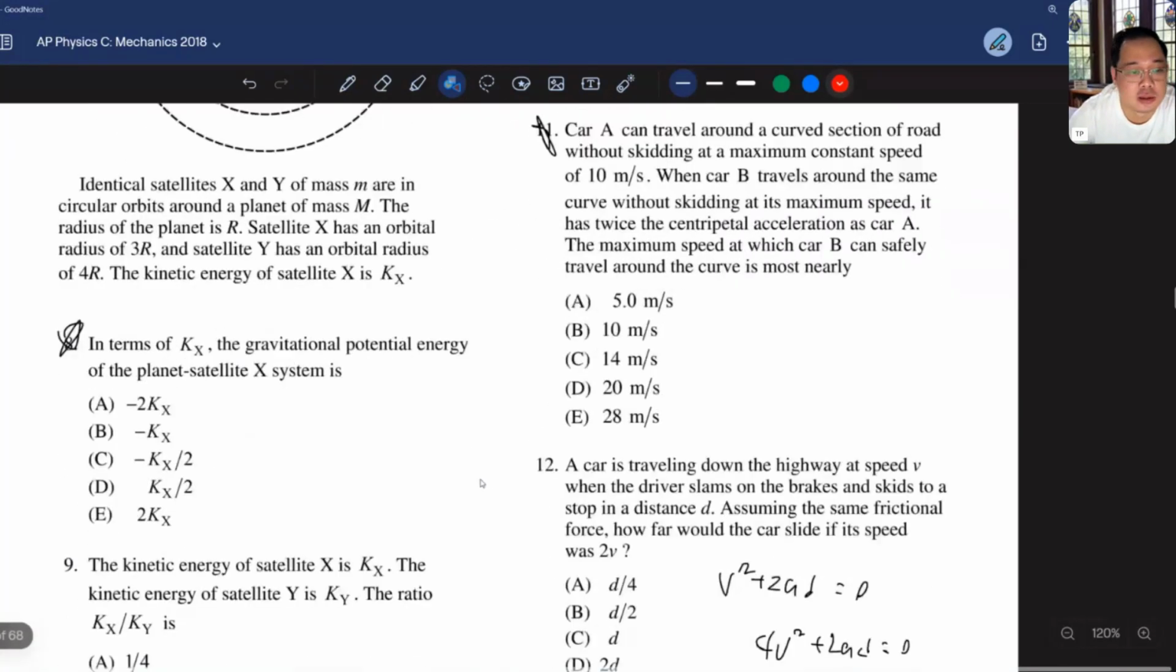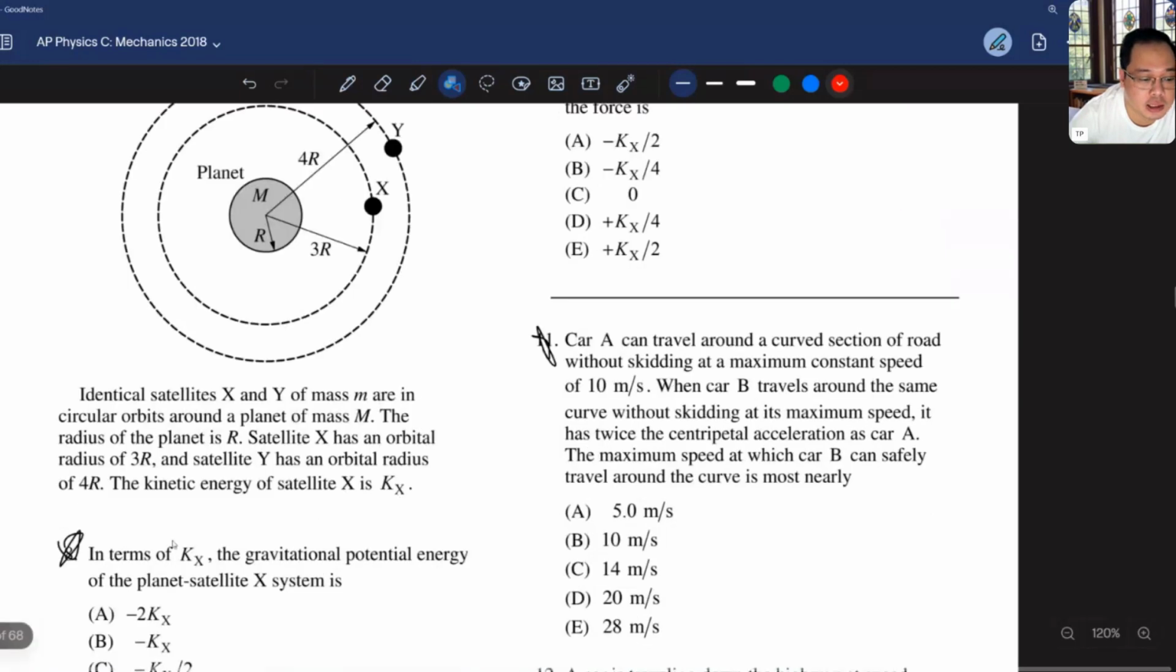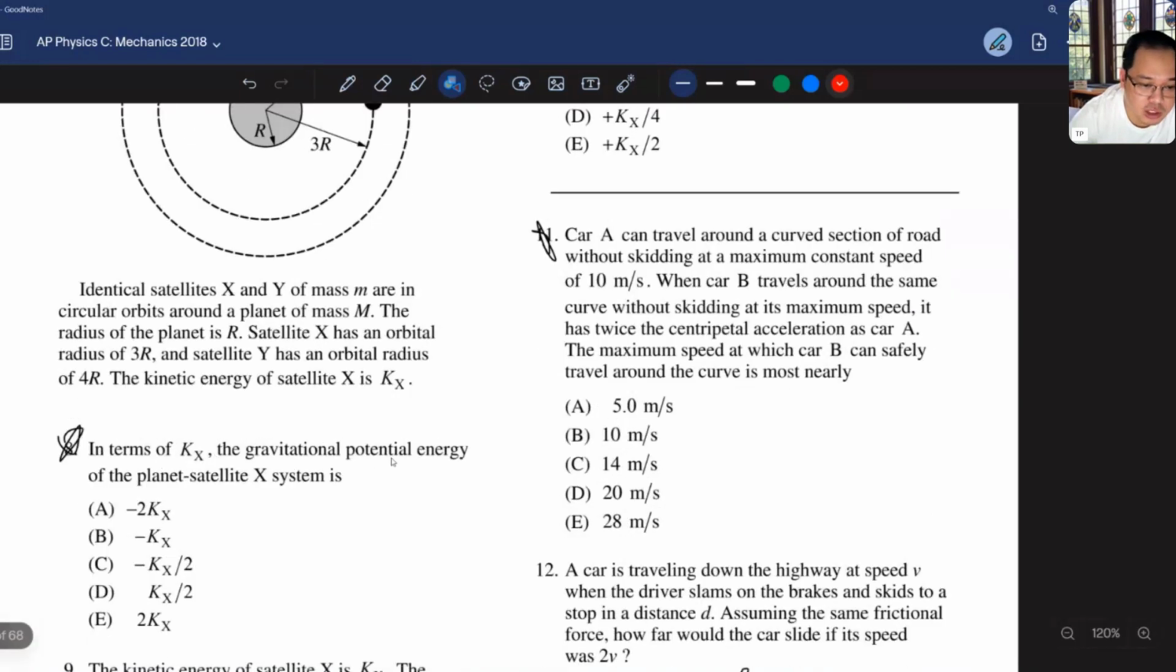Okay, 8, 9, 10, difficult. Identical satellites X and Y of mass small m are in circular orbits around the planet of mass big M. The radius of the planet is r. The satellite X has an orbital radius 3r and the satellite Y has an orbital radius 4r. The kinetic energy of satellite X is Kx. In terms of Kx, find the gravitational potential energy of the planet-satellite system.